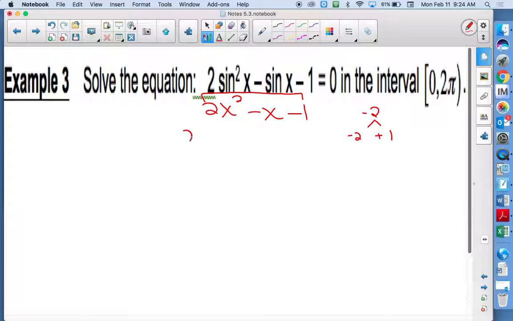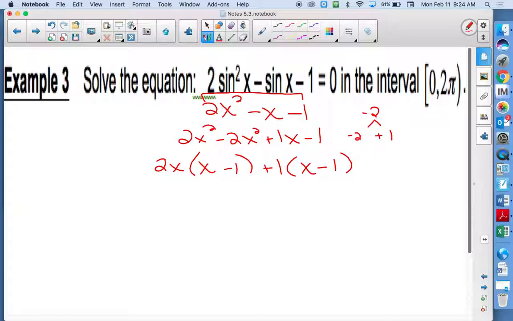If you want to factor it with the x, that's fine. So take out what they have in common. The second group only has a positive 1 in common. So this is 2x plus 1 and x minus 1. So that's the algebra. Plug in sine instead. We've got the algebra. Let's replace algebra with trig.